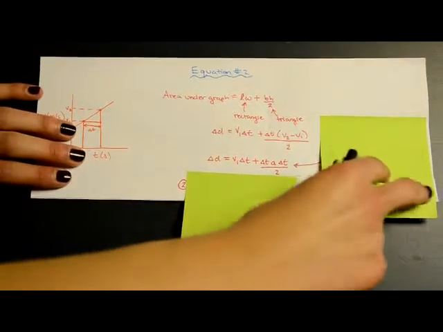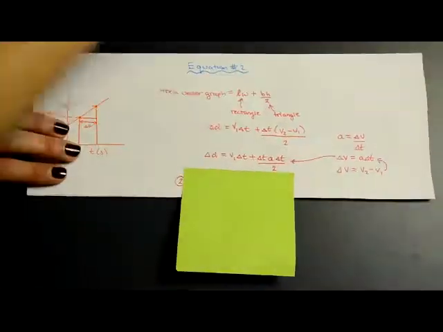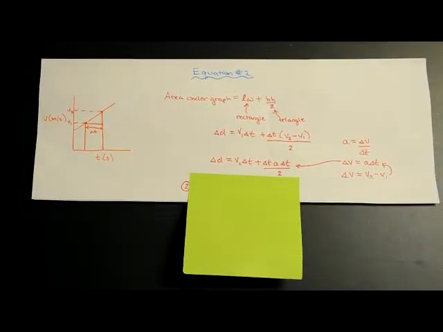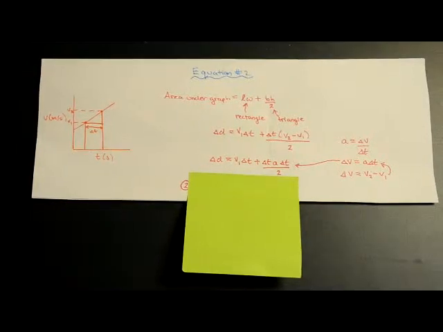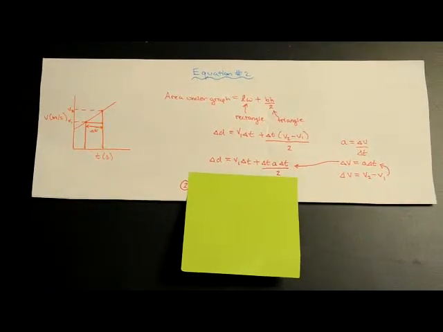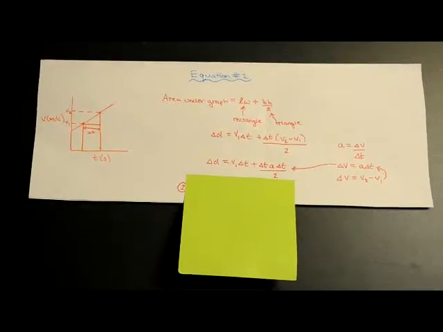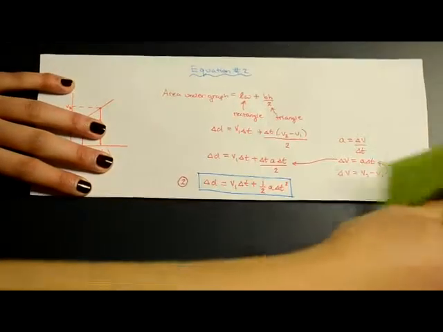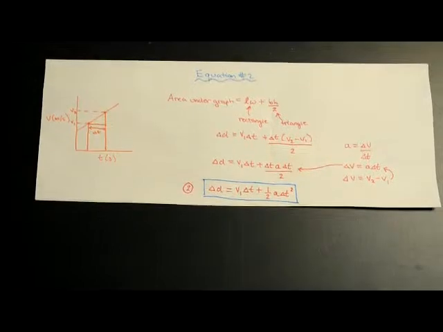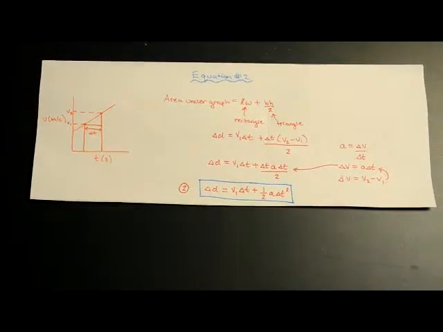To simplify this formula, we can sub in a delta t in place of v2 minus v1, because as we stated in the previous formula, they both equal the change in velocity. Once the variables are collected, the final formula is delta d equals v1 times delta t plus half of a times delta t squared.